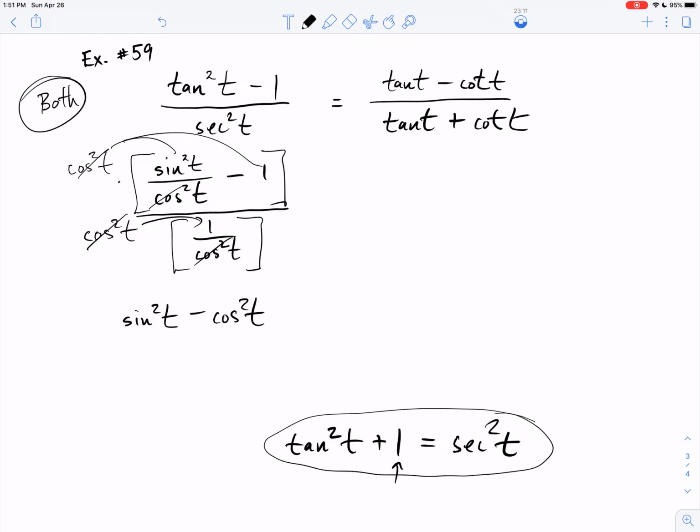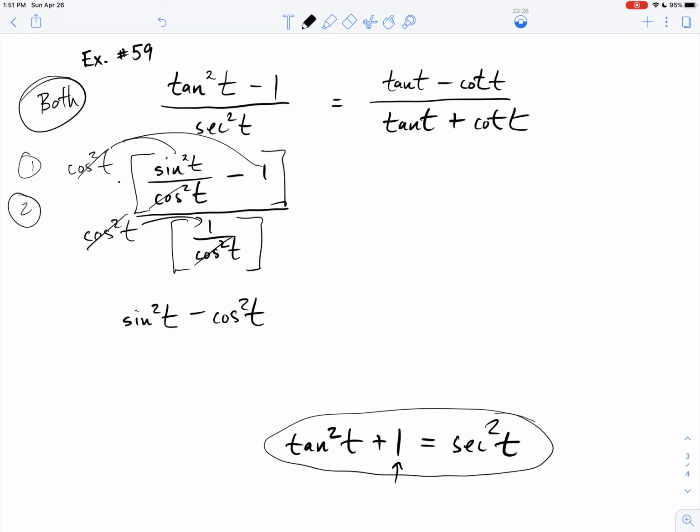Now, you might look at that and say, hey, that looks familiar. I saw that in another problem. But here's the big takeaway that I want you to see from this. My first step was to rewrite it as double fractions. My second step was to cancel out the double fraction.